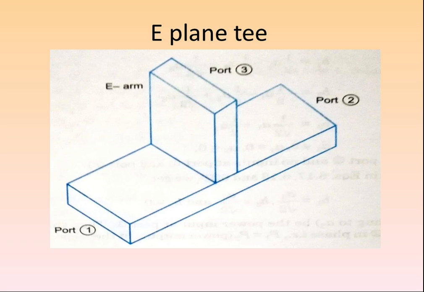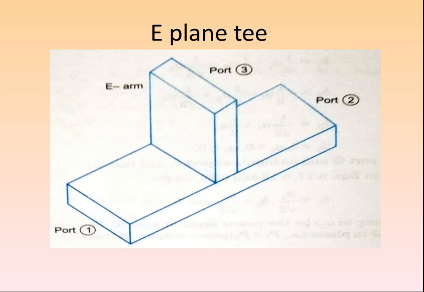E Plane Tee is a voltage or series junction symmetrical about the central arm. Hence, any signal that is to be split, or any two signals that are to be combined, will be fed into the E arm.